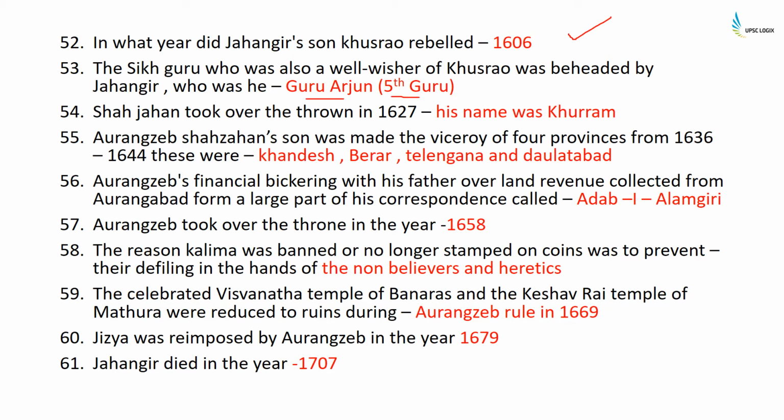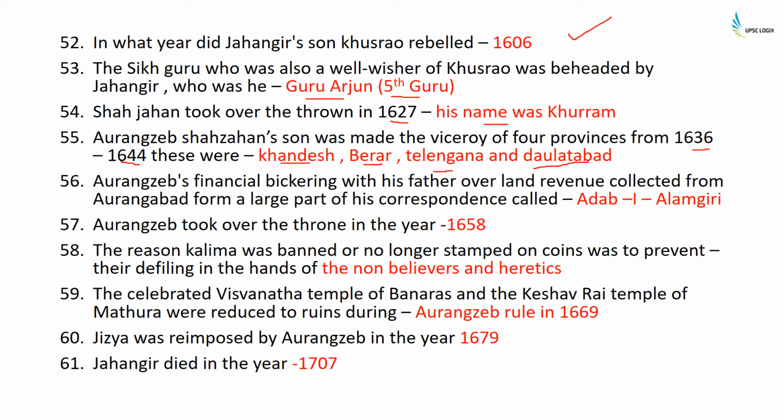Shah Jahan took over the throne in 1627, and before that his name was Khurram, so he called himself Shah Jahan. Aurangzeb, Shah Jahan's son, was made the viceroy of four provinces from 1636 to 44. The names of these provinces were Khandesh, Berar, Telangana, and Daulatabad.